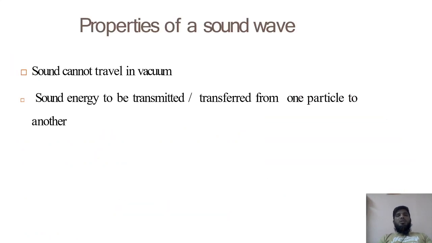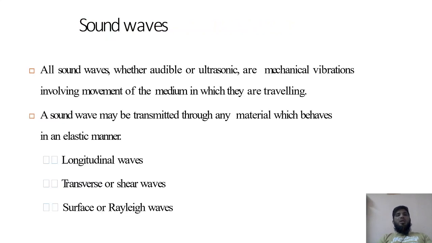Okay. Properties of sound. Sound cannot travel in a vacuum. Sound energy has to be transmitted or transferred from one particle to the other particle. All sound waves are either audible or ultrasonic. Audible sounds are generally 16 hertz to 20 kilohertz, which are generally heard by the human ear.